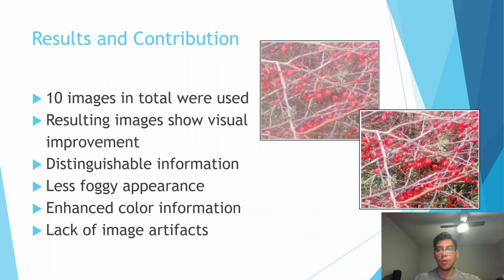And so the more blurry image is the original input image, so low contrast, and this more clear image is what they got. In total, they tested 10 different images, and many of them, if not all of them, resulted in just overall visual improvement, greater distinguishable information. As you can see, the berries are just more defined, more vibrant, less foggy in appearance, with enhanced color information, and there's a lack of image artifacts. And that was one of the things that they discussed in their paper.